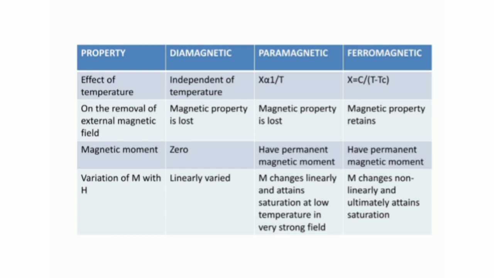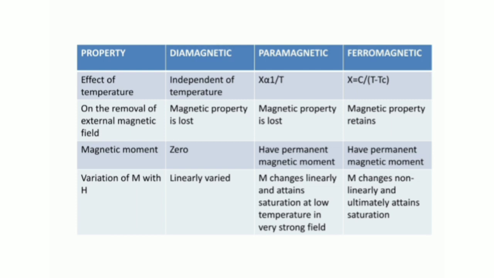Diamagnetic material, its property is independent of temperature. For paramagnetic material, chi, that is the susceptibility, is inversely proportional to temperature, and for ferromagnetic, chi is equal to C divided by T minus Tc, where Tc is the Curie temperature or critical temperature that determines whether the material will behave as ferromagnetic or paramagnetic.